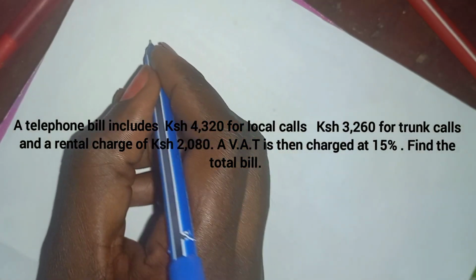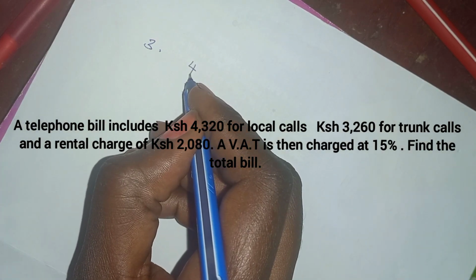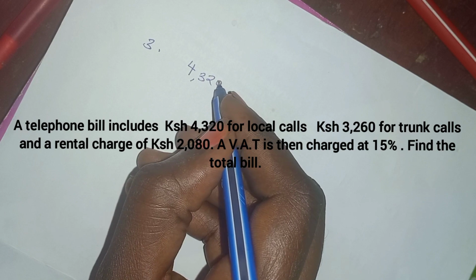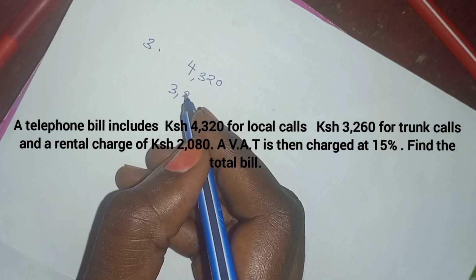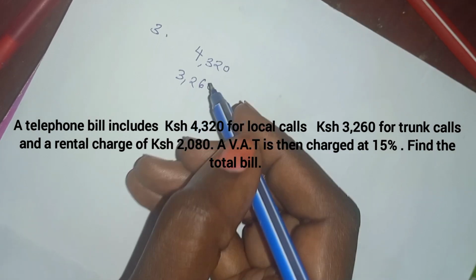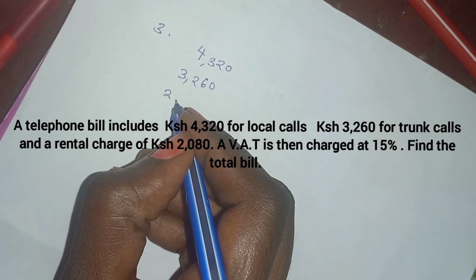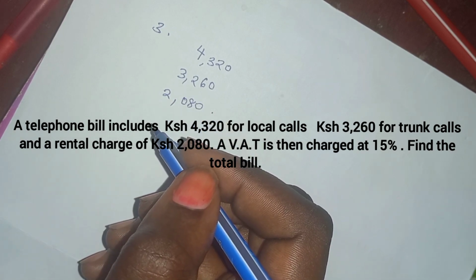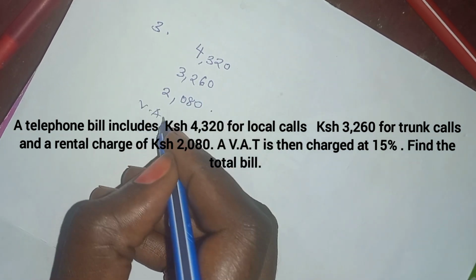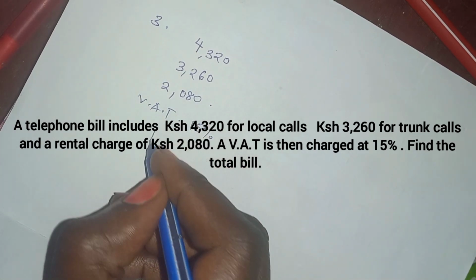Number 3 goes like this. A telephone bill includes 4,320 shillings for local calls, 3,260 for the trunk calls, and a rental charge of 2,080 shillings. A value-added tax is then charged at 15%. VAT is 15%. Find the total bill.